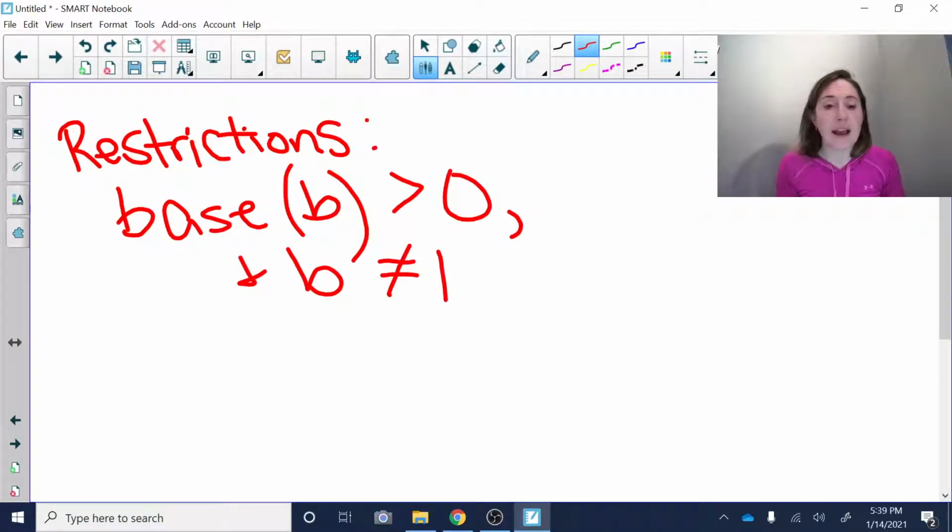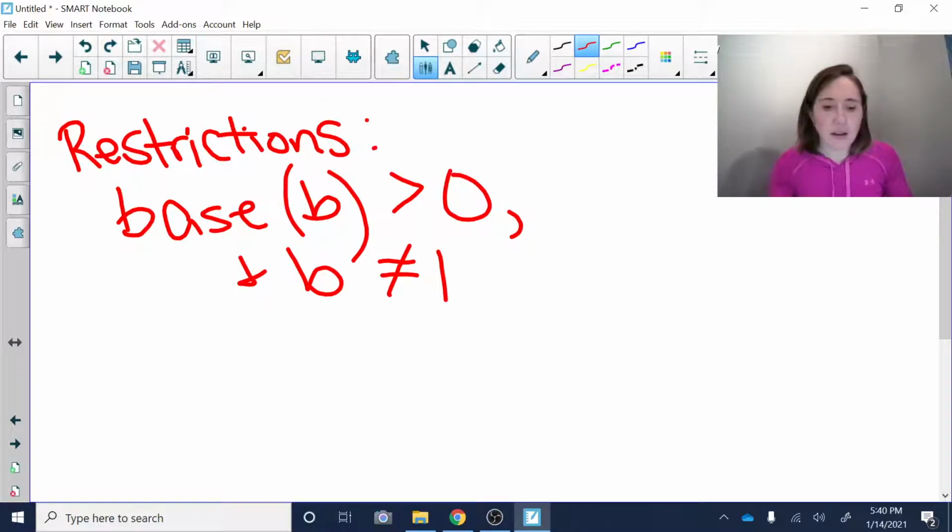There's a very good reason for that. If I had a base of 1, if I was going to take 1 to different powers, well, what's 1 squared? That's 1. What's 1 cubed? Still 1. What's 1 to the 4th? Still 1. What's 1 to the 10th? Still 1. It's not exciting at all. So we don't use a base of 1 because it doesn't do anything. So those are the 2 limitations on the bases.